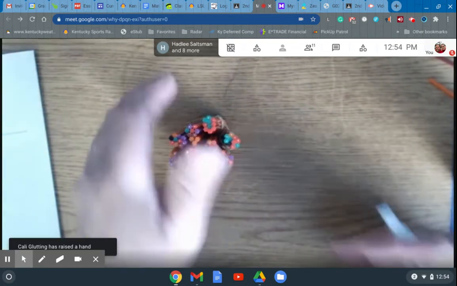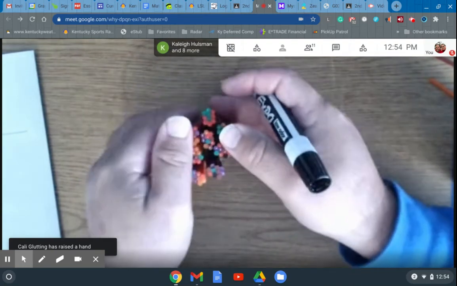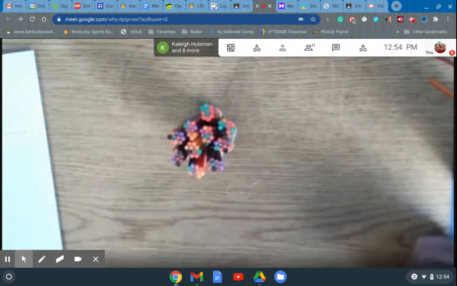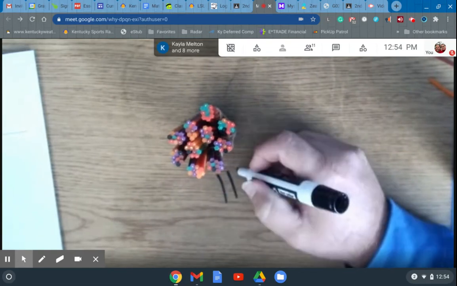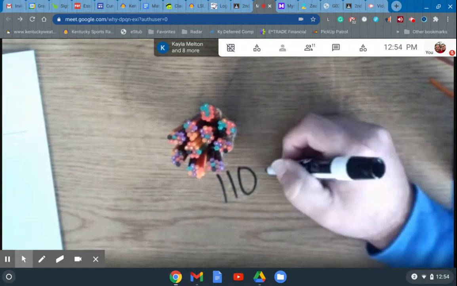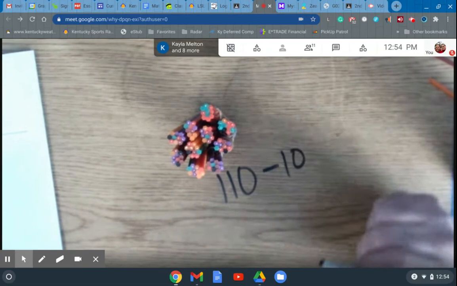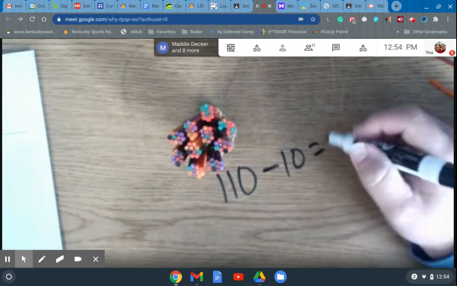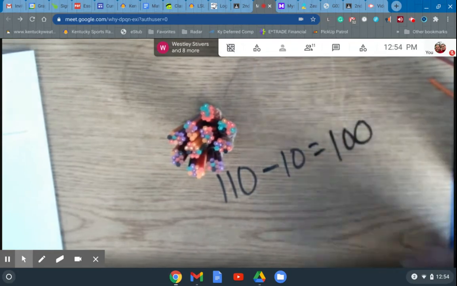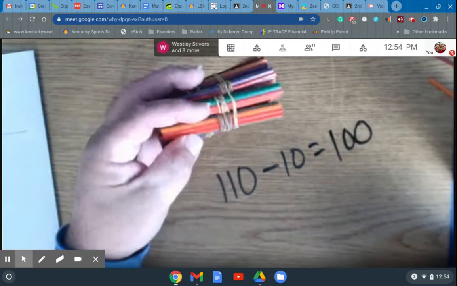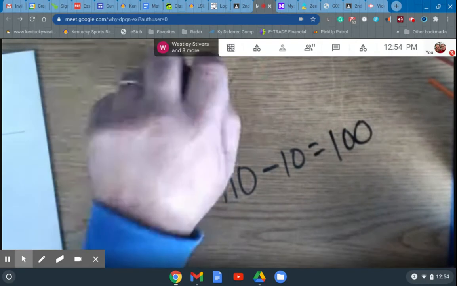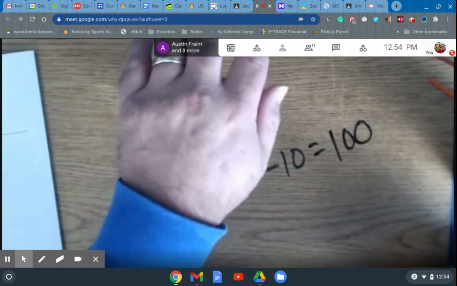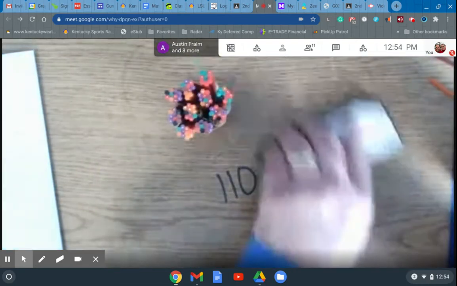Okay, and he said that I just have 100. So I had 110, and I subtracted 10. And he says, I've got 100 left. Is that all I've got left? Yeah. Okay, good job, Austin. All right.